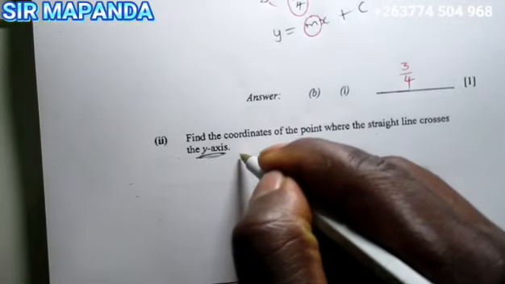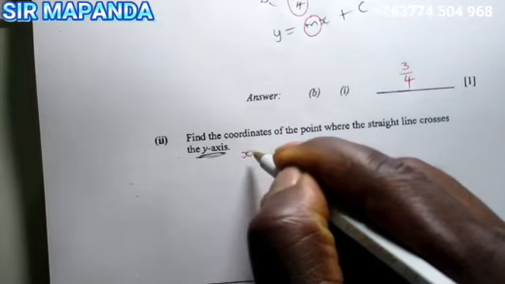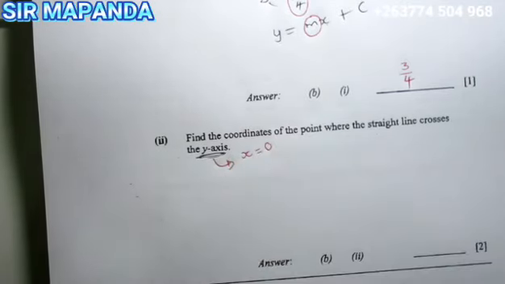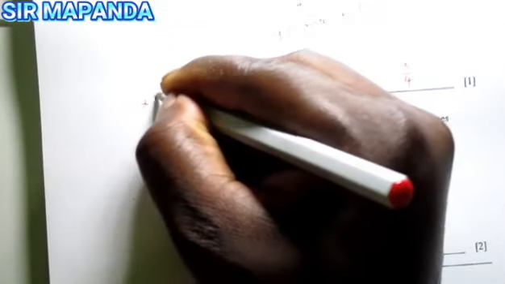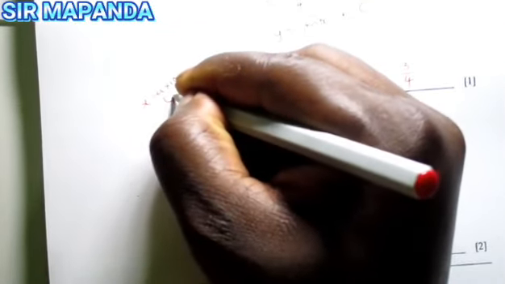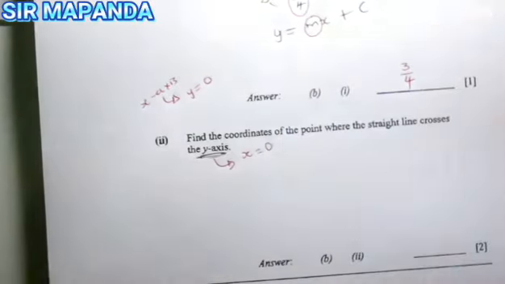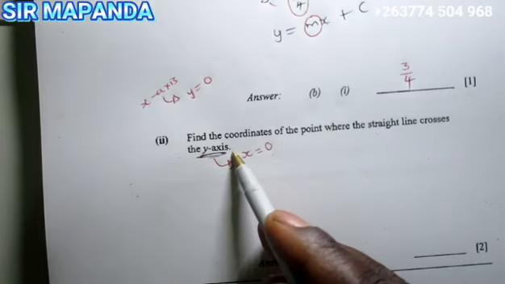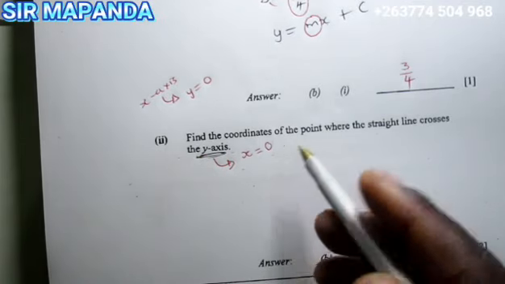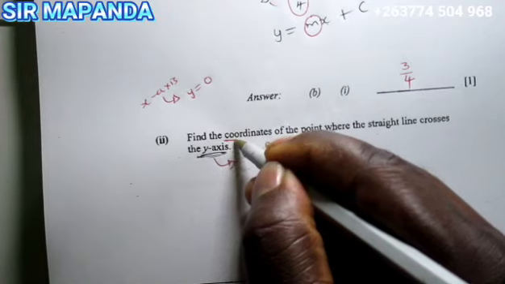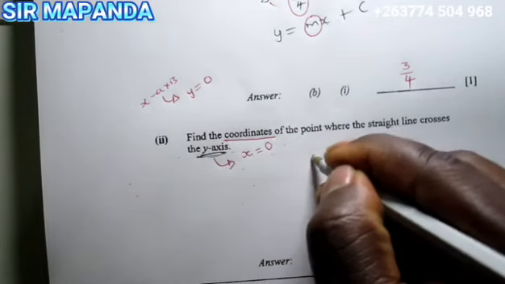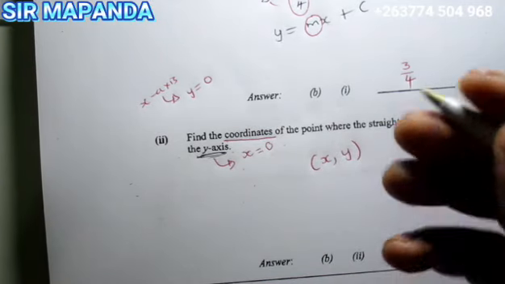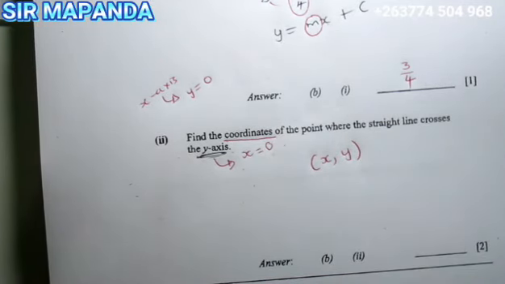Whenever you hear y-axis, know that another name for y-axis is x is equals to 0. Whenever you hear x-axis, know that another name for x-axis is y is equals to 0. Right. So in this case, we are being given y-axis. Y-axis means x is equals to 0. And what do we mean by coordinates? Coordinates is the x value and the y value represented in the form of a point.